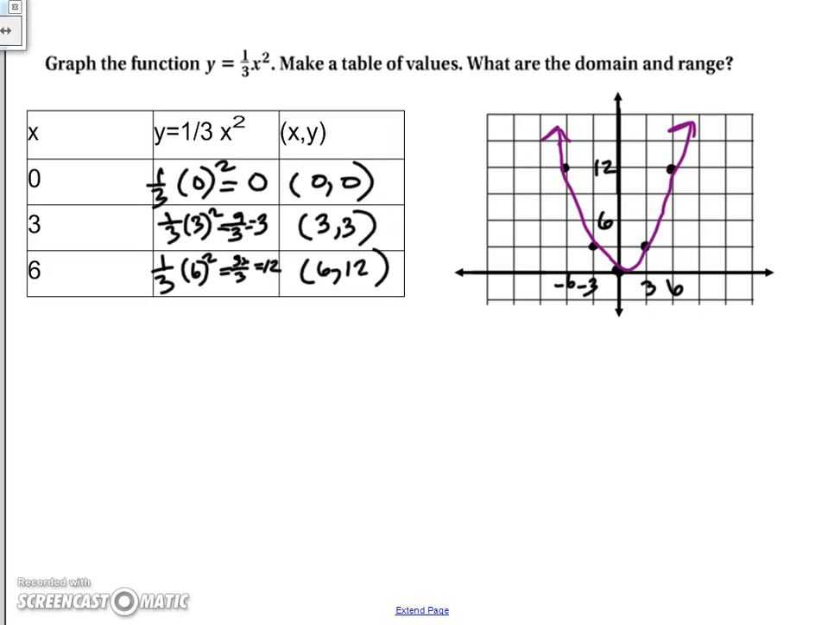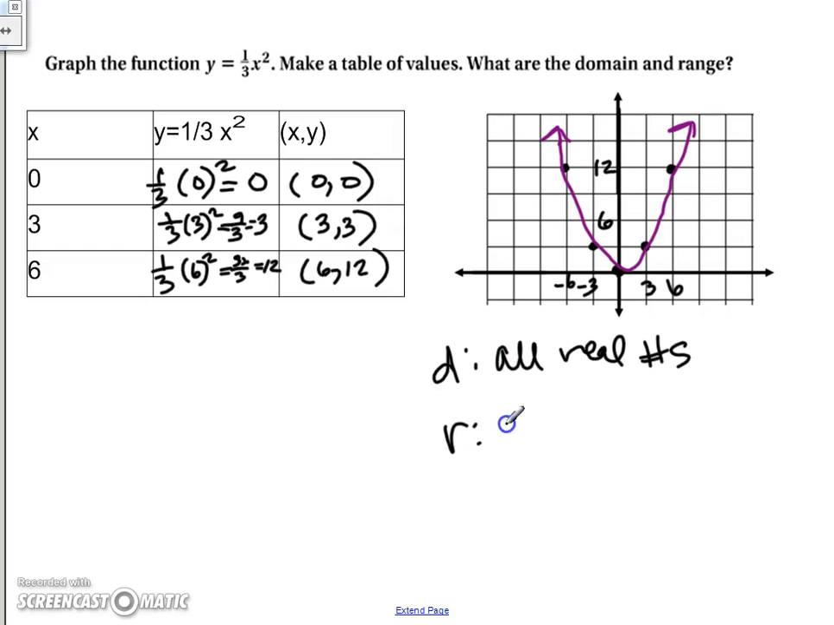And now let's talk about our domain and our range. Like Ms. Burbridge just talked about, the domain is talking about all the possible x values that we can have. And again, our x values are going to continue to go up on both negatives and positives. So again, it is going to be all real numbers.